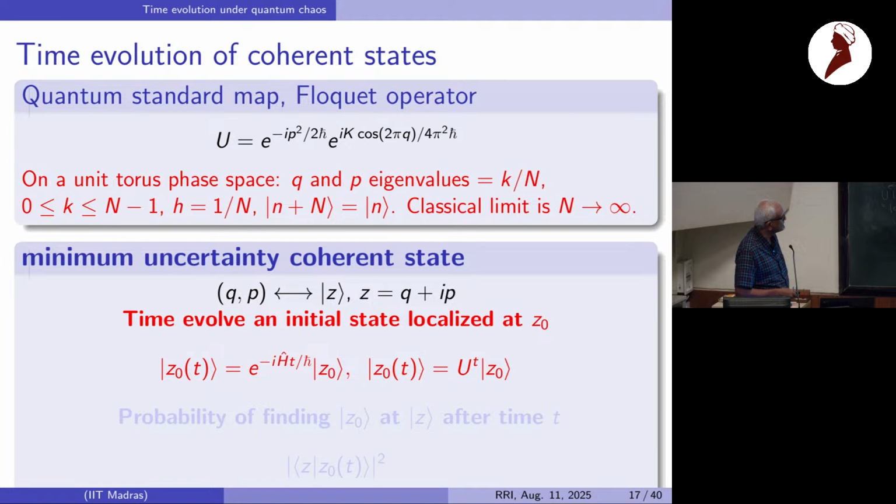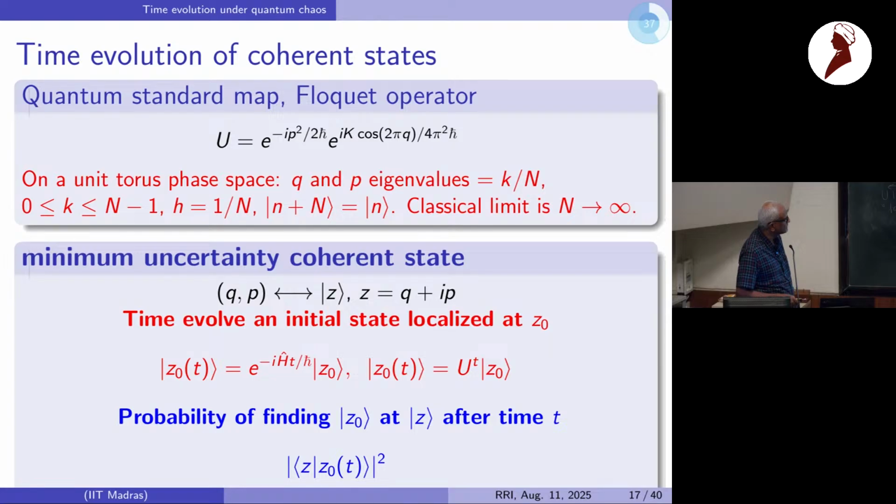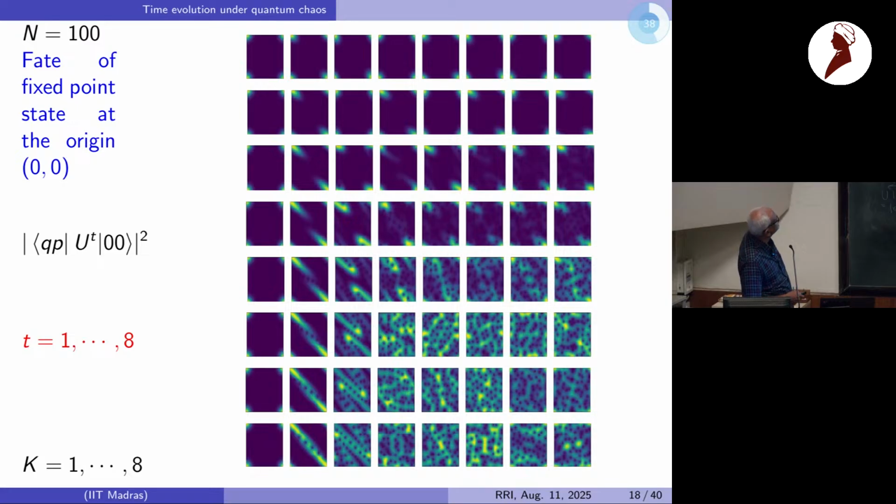So for example, we can time evolve a state. You're given an initial coherent state Z0, which includes Q and P. You can time evolve it like this, or using a Floquet operator like that. And then you want to find the probability of finding this initial coherent state Z0 at a different coherent state at a time t. So that you will just calculate this. Okay. So let's calculate this, but maybe before, I'm just giving you some idea.